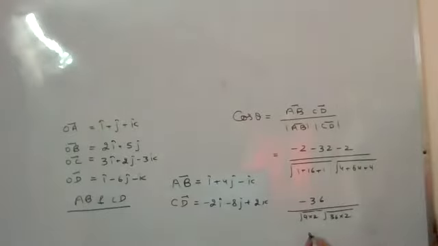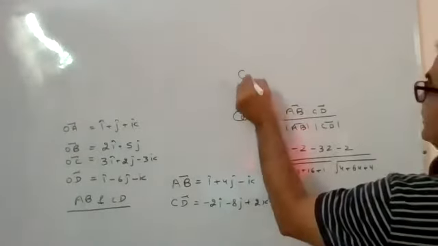Then this will give 3, these two will give 2, and this will give 6. So 6 2s are 12, 12 3s are 36, minus 36 is here, so minus 1. I got cos theta is coming minus 1.